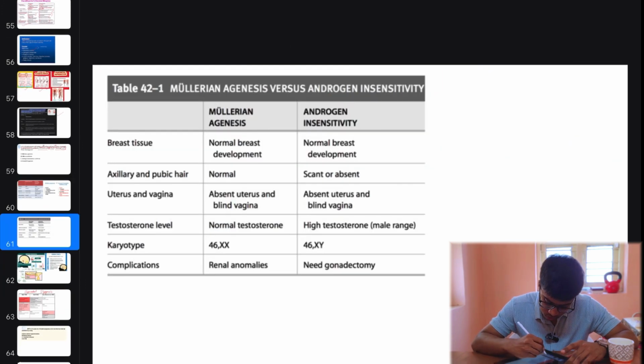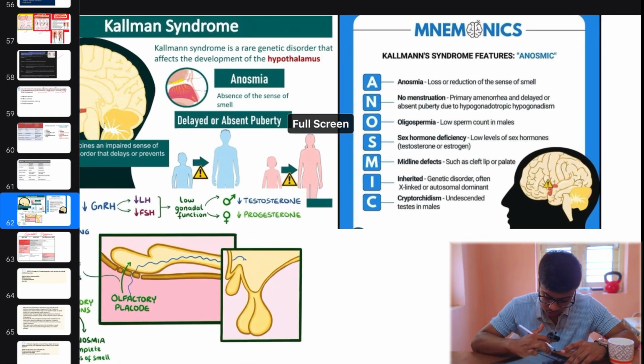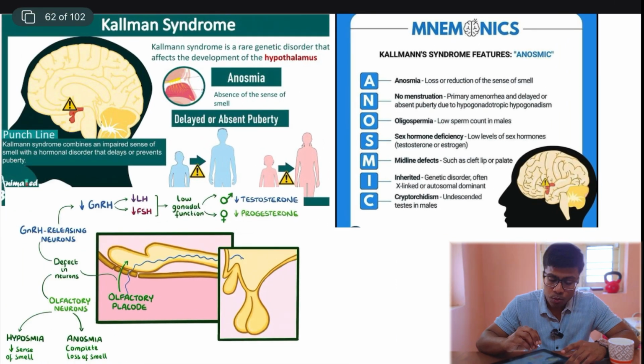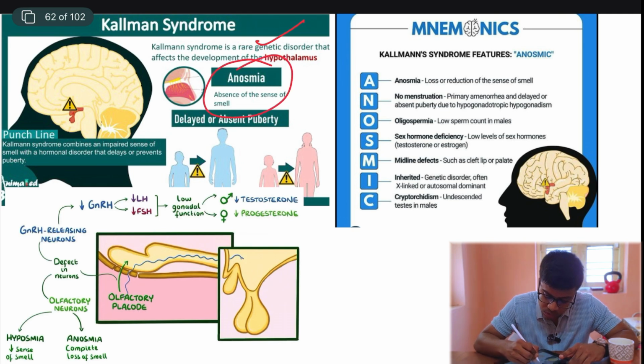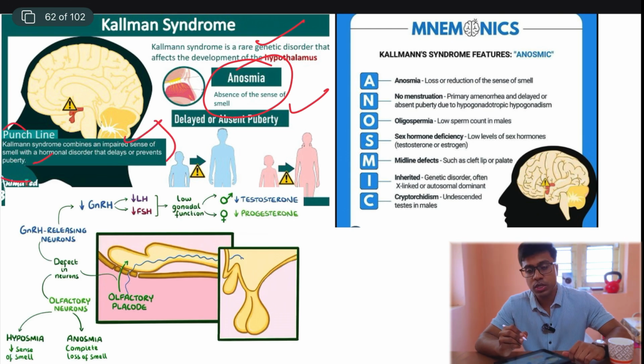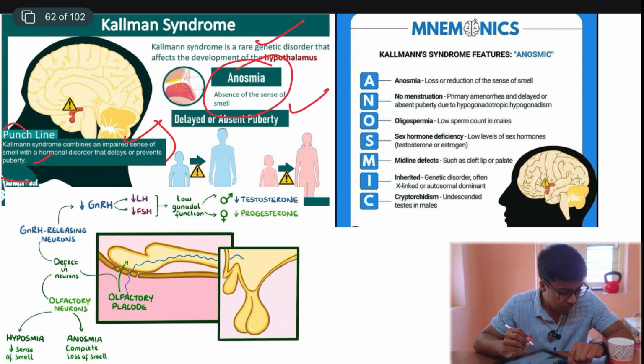Now one more table is very important. You should learn this. Now Kallmann syndrome. I am discussing Kallmann syndrome because it's also asked a lot of times. Kallmann syndrome is a rare genetic disorder that affects the development of the hypothalamus and causes anosmia, absence of the sense of smell, then delayed or absent puberty. Then the punchline in Kallmann syndrome is that it combines an impaired sense of smell with a hormonal disorder that delays or prevents puberty.